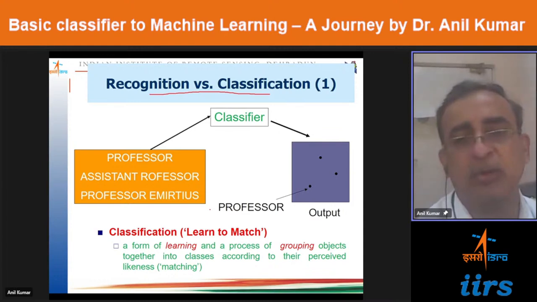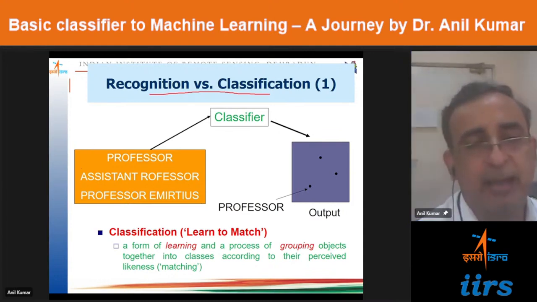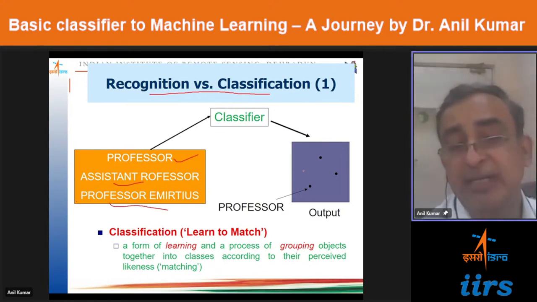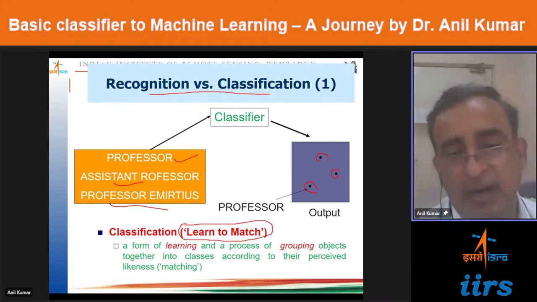So here, if you talk about a classifier, if you have a group of academicians, maybe like professor, assistant professor, or professor emeritus, and you are just extracting professor, then you can have the class for professor. So you can have an example of classification, right? Classification is learn to match. It is trying to match the similar objects or features with respect to the given data. It is a form of learning and the process of grouping objects together into classes according to their perceived likeliness, so matching.